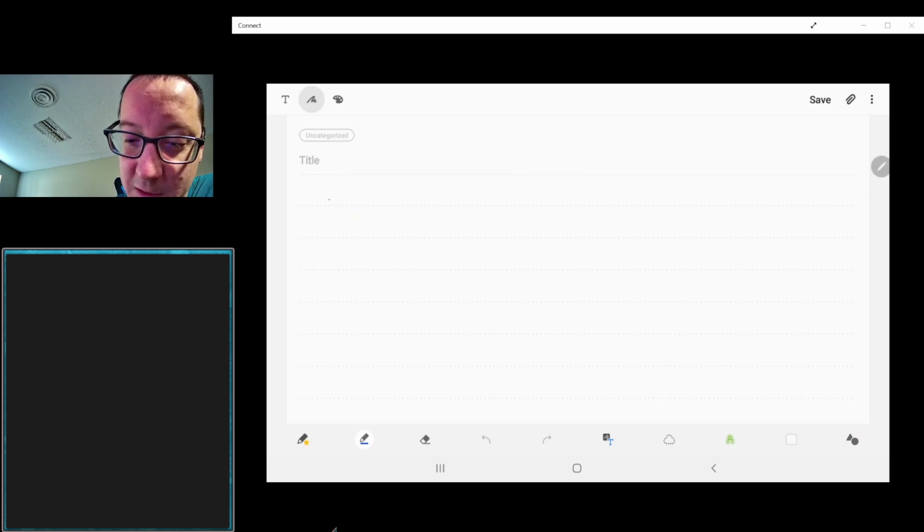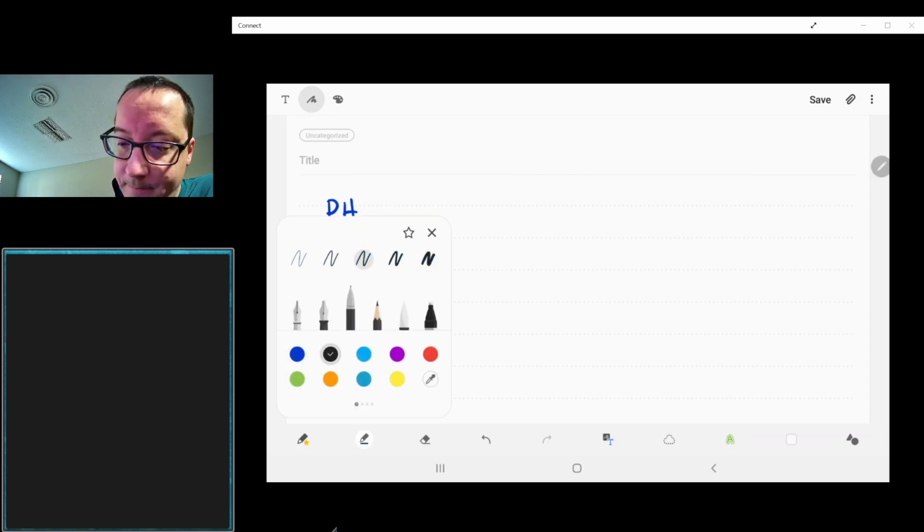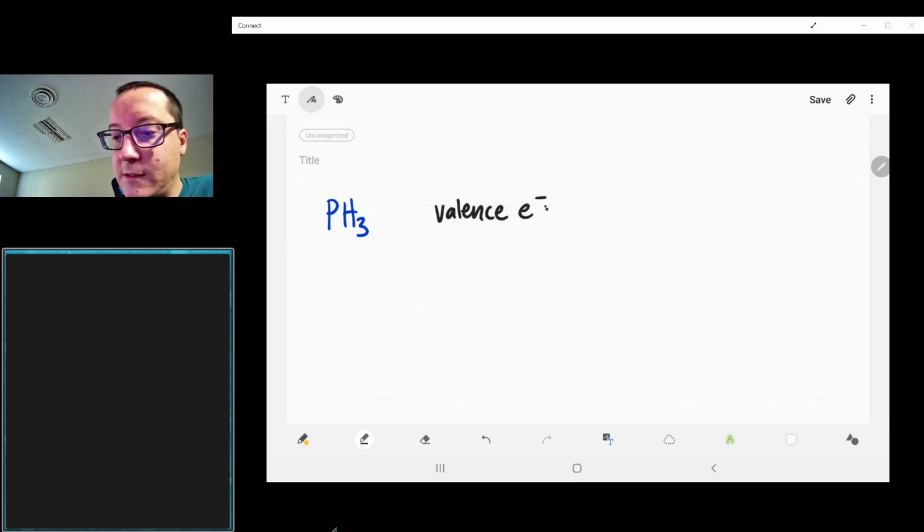How about we do the Lewis structure of phosphine, or if we were to try and name this, phosphorus trihydride, but typically people just say phosphine, the common name for this. If we wanted to figure out its valence electrons, we would have 8 total valence electrons here.